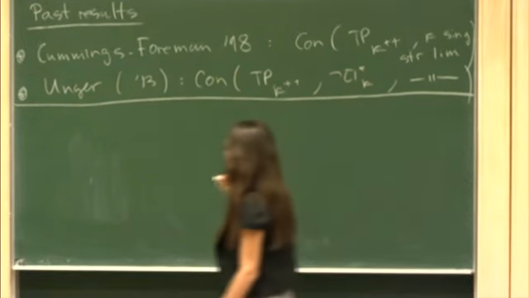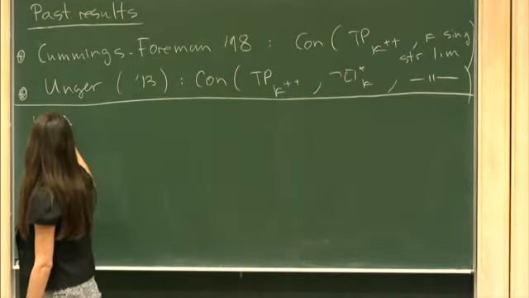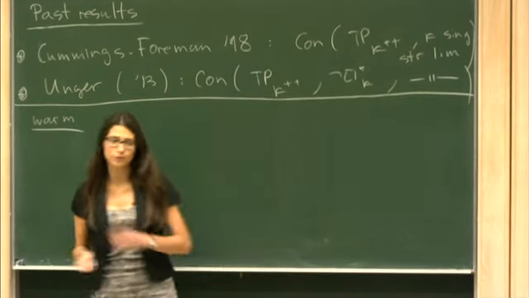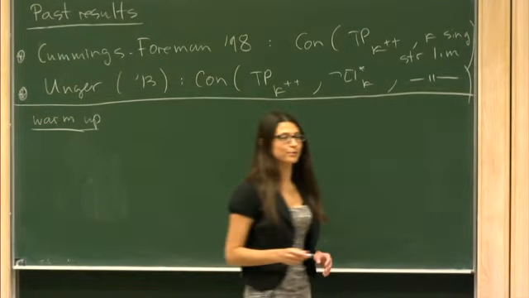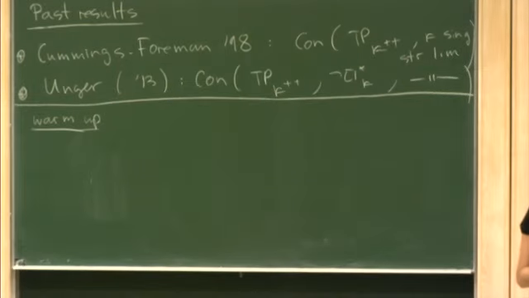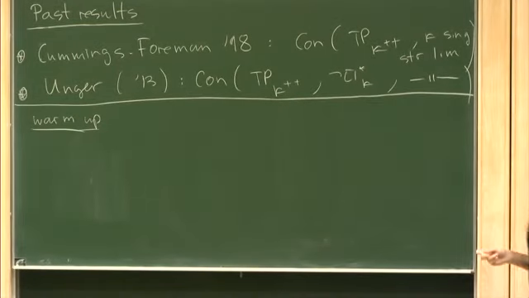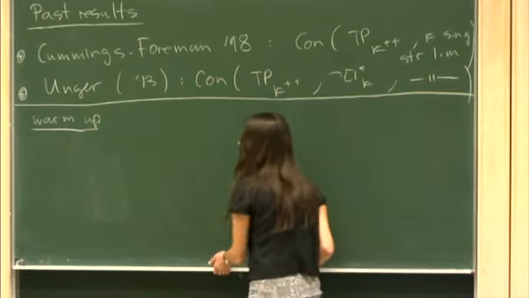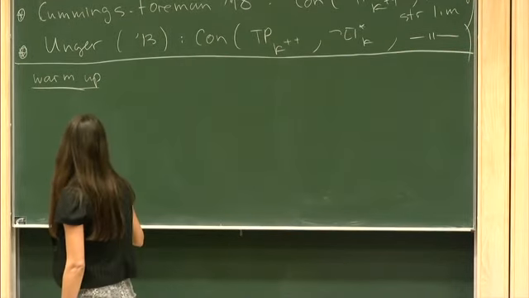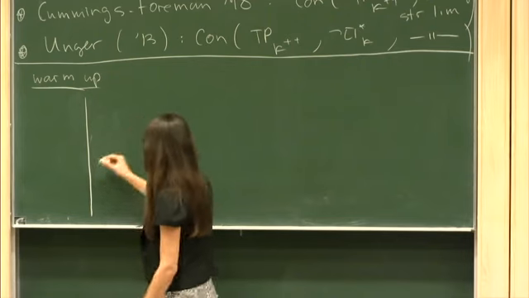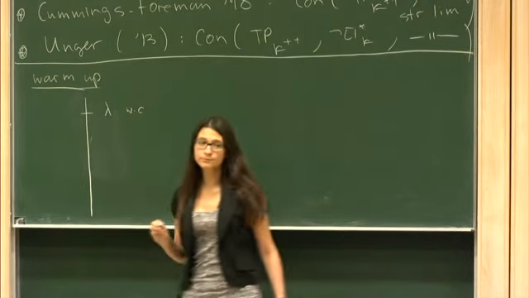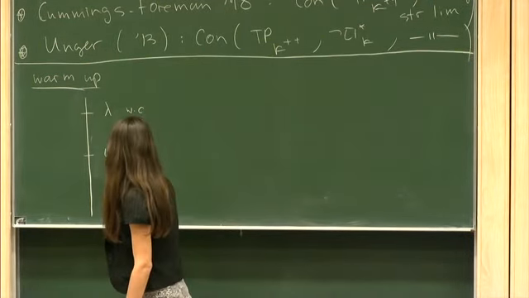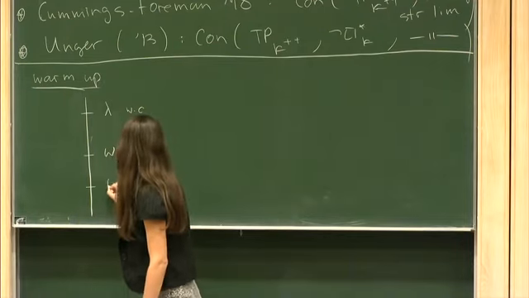So now, before I start talking about my forcing construction, let me do a brief warm-up to remind you about the Mitchell poset, the classical Mitchell poset to get the tree property at omega 2. What happens there? The picture is the following. We have our weakly compact cardinal lambda. Let's say this is omega 1, say this is omega.